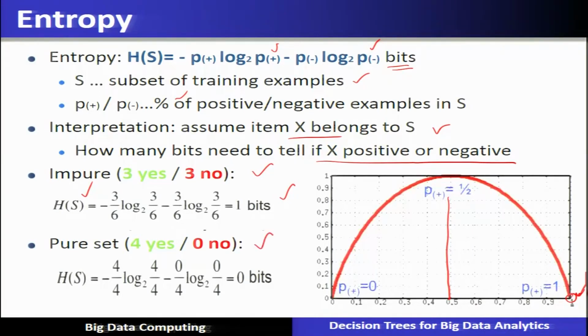Now, if it is a pure set, let us say 4 yes and 0 no's, and we want to find out the entropy of that set, the entropy will be 0 in this case. So if the set is pure, the entropy will be 0 bits. 0 bits means the decision is very certain, and if it is highly uncertain, then the bit will be 1. The rest of the decisions are in between 0 and 1. That is what we have seen.